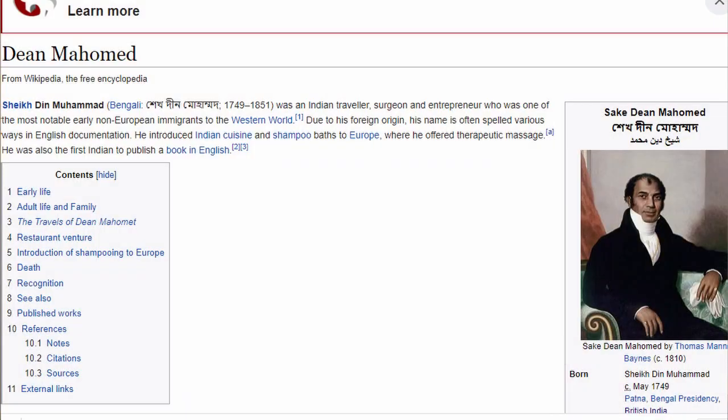Not only down to colonialism, there was also an Indian traveller, an Indian entrepreneur named Sheikh Din Muhammad, who had flown from India to the UK and European countries and introduced the concept of shampooing by opening spas in the UK, and ever since then it became a common and popular practice among many.